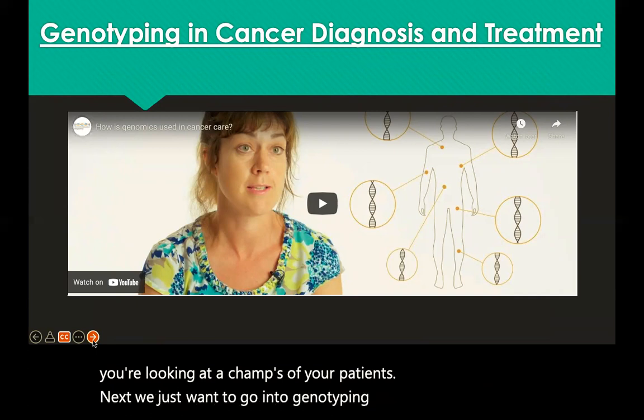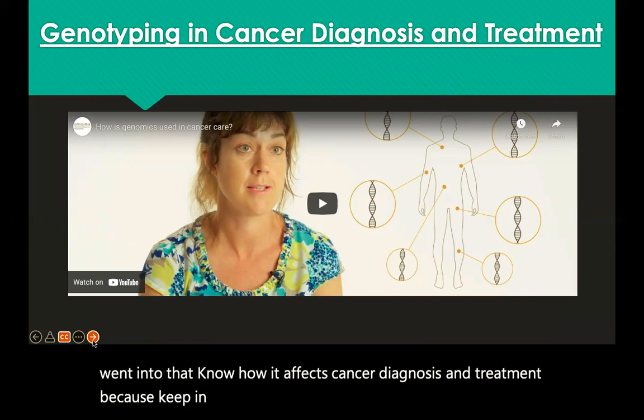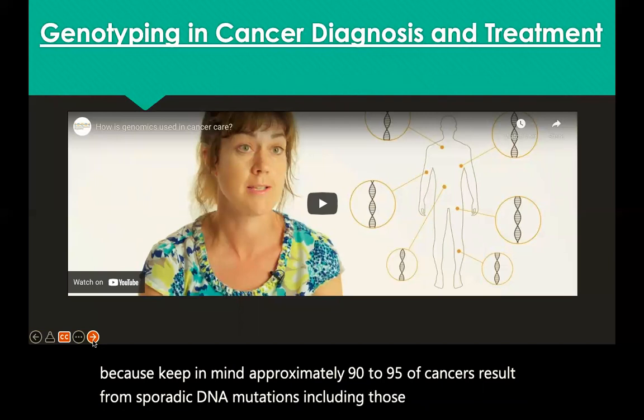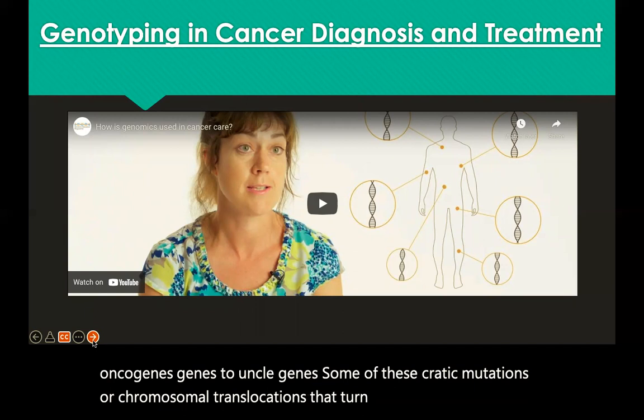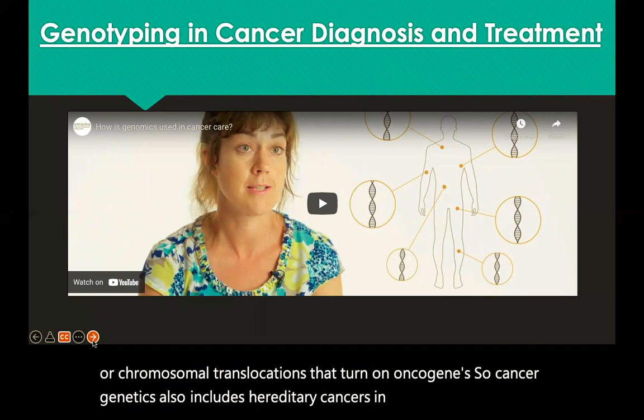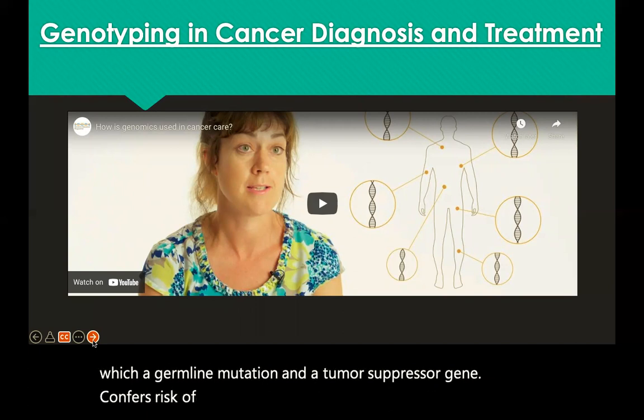Your book definitely went into that. How it affects cancer diagnosis and treatment, because keep in mind, approximately 90 to 95% of cancers result from sporadic DNA mutations, including those that activate proto-oncogenes to oncogenes. Some of these sporadic mutations are chromosomal translocations that turn on oncogenes. So cancer genetics also includes hereditary cancers in which a germline mutation in a tumor suppressor gene confers risk of cancer development in later life.